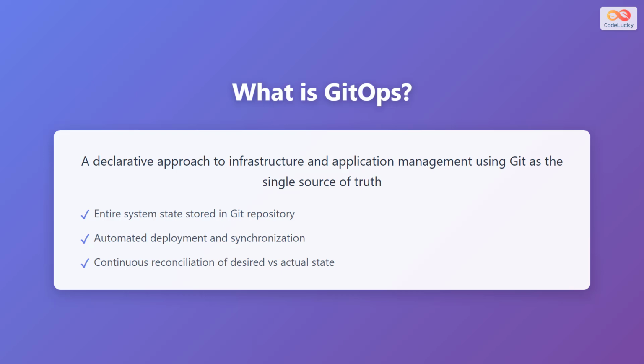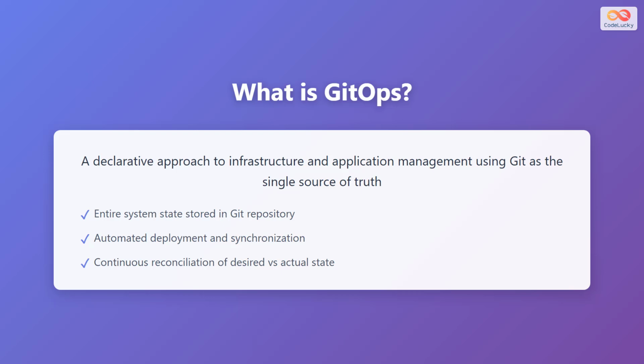GitOps is a declarative approach to managing both infrastructure and applications, where Git serves as the single source of truth for your entire system state. Instead of manually configuring clusters or running scripts, you define everything you want in configuration files stored in Git.